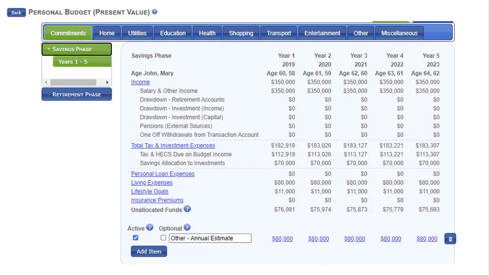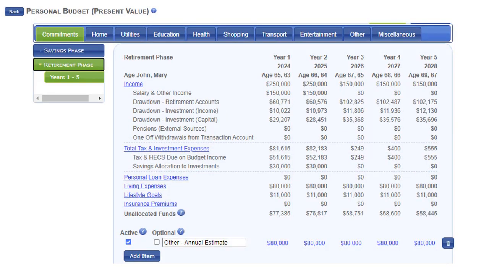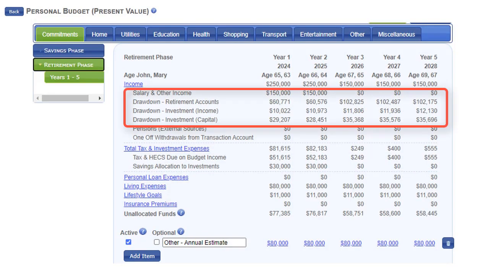In the savings phase of the budget, the salaries are entered as the only income. Tax paid on the personal income and savings allocated from the salary are displayed. In the retirement phase, Mary's salary for the first 2 years is displayed together with income from the retirement plan. Note how this is allocated as drawdown from retirement accounts, investment income and investment capital.